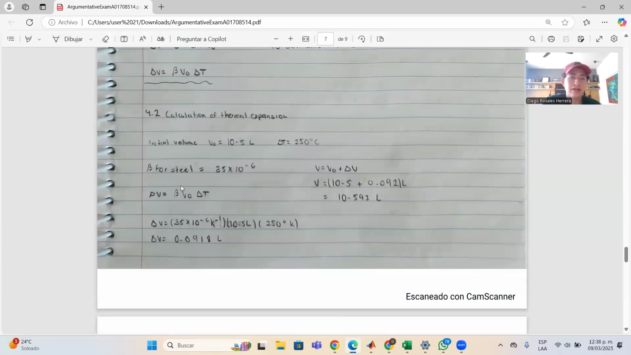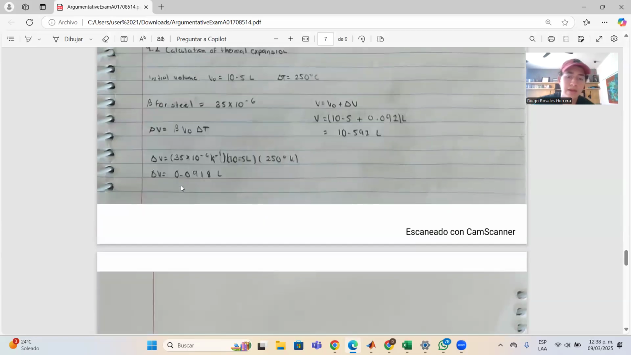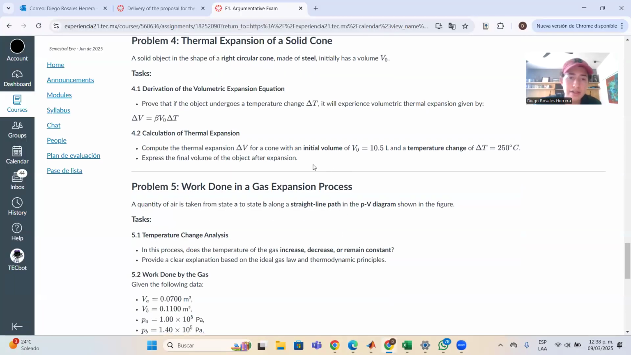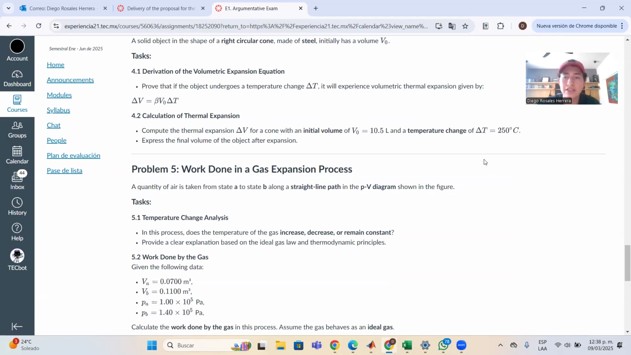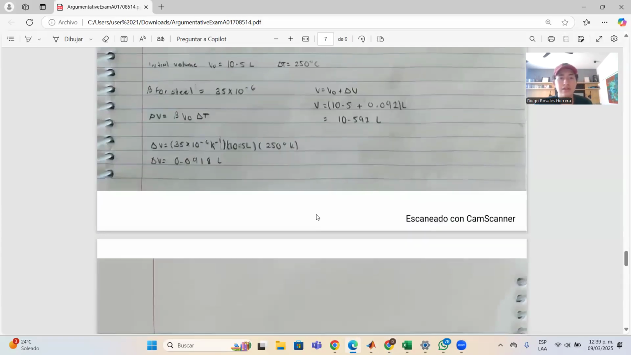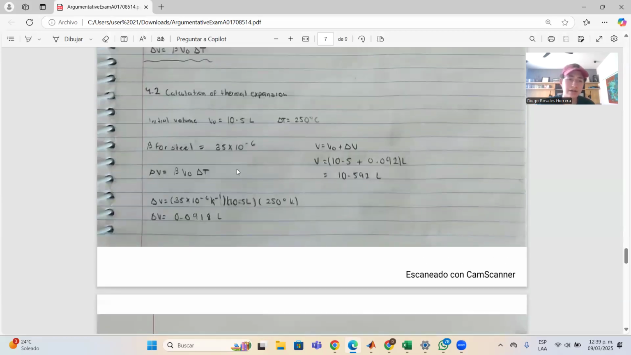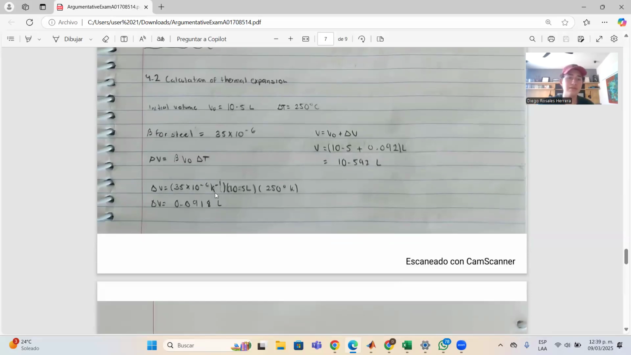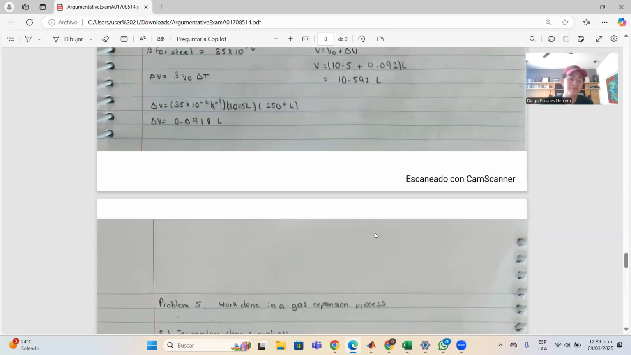Now we're required to calculate the thermal expansion. So as we can see here, we're told the initial volume is 105 and the change of temperature is 250. So in order to do this, I just place this into the equation. The beta is still this value, just multiplied by the initial volume and delta temperature. I get that the delta volume is this one, and to get the final volume, it's just the initial volume plus the delta volume. And that's just adding up both of these terms. And I get that it's 10.592 liters.